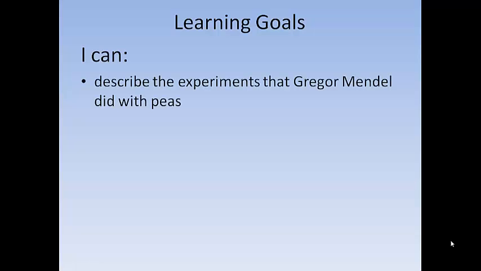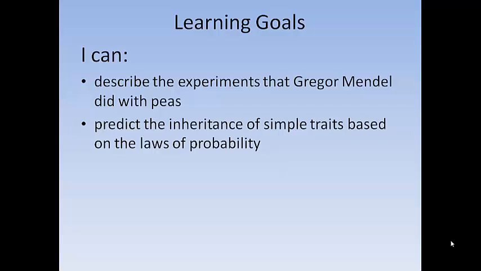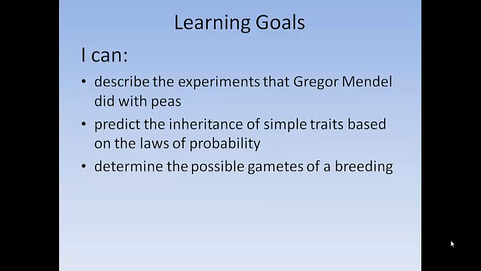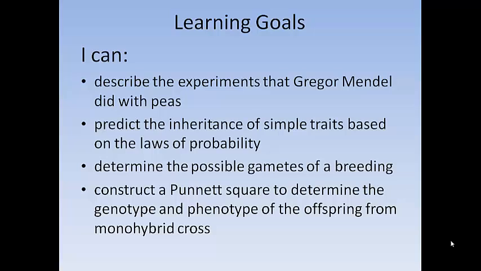We're going to describe the experiments that Gregor Mendel did with peas. We're going to predict the inheritance of simple traits based on the laws of probability. We're going to determine the possible gametes of a breeding. And we're going to construct a Punnett square to determine the genotype and the phenotype of the offspring from a monohybrid cross.